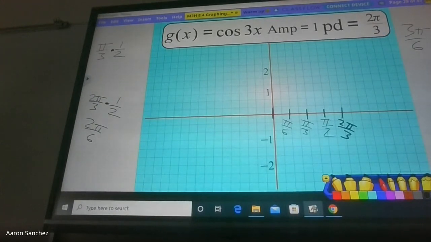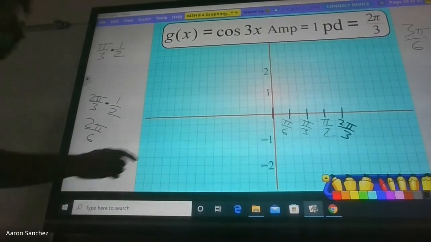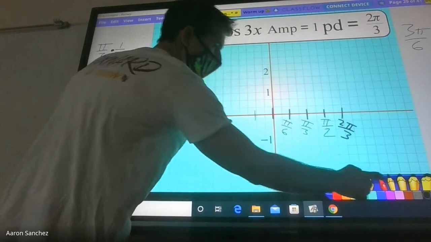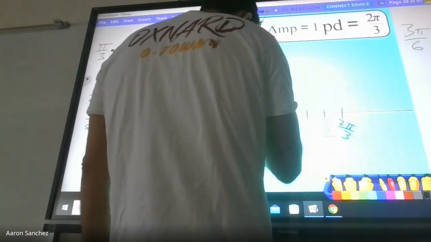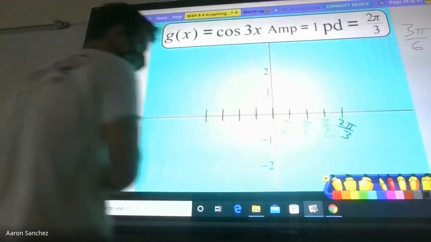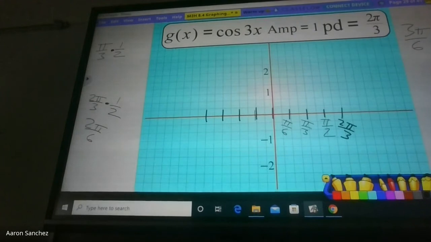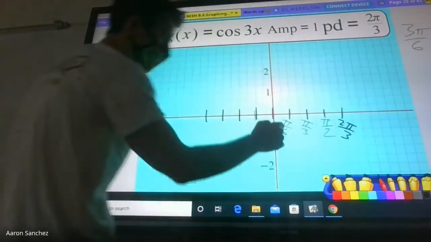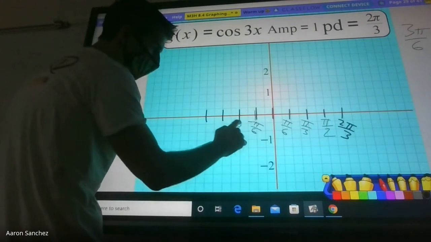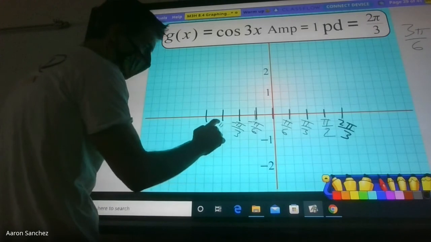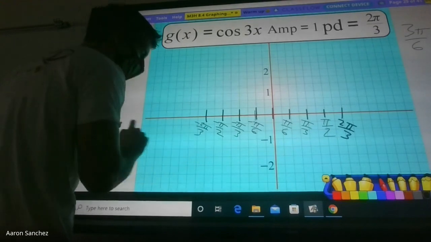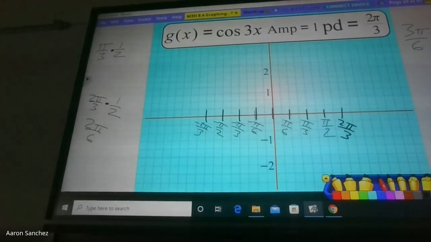So this is cosine. Let's do our negatives. Hang on. My 5 key points: 1, 2, 3, 4, 5. My 5 key points on this side. And then I just mirror this. Pi over 6, negative pi over 6. Pi over 3, negative pi over 3. Pi over 2, negative pi over 2. 2 pi over 3, negative 2 pi over 3. I just did everything but the negatives.